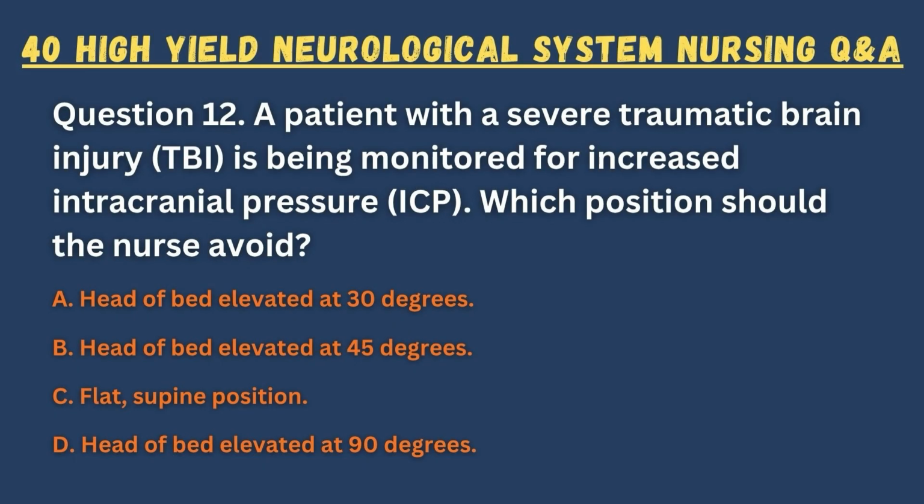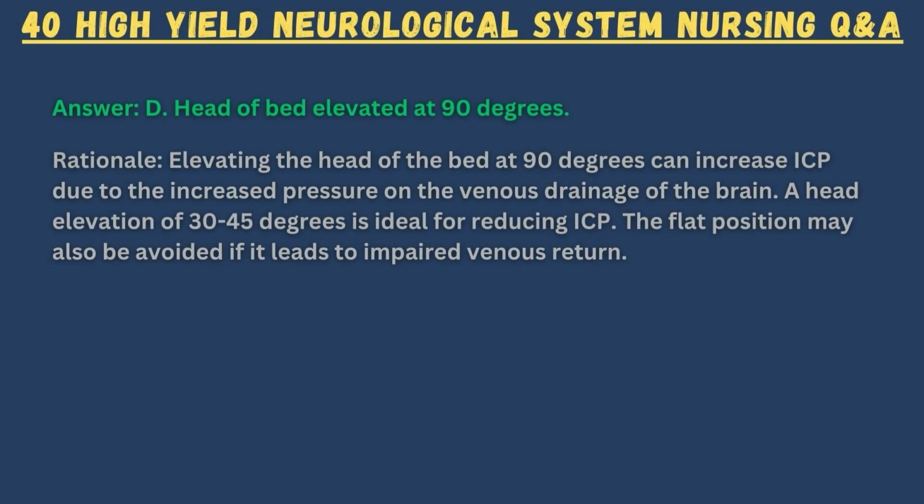Question 12. A patient with a severe traumatic brain injury (TBI) is being monitored for increased intracranial pressure (ICP). Which position should the nurse avoid? A. Head of bed elevated at 30 degrees. B. Head of bed elevated at 45 degrees. C. Flat, supine position. D. Head of bed elevated at 90 degrees. Answer: D. Head of bed elevated at 90 degrees.